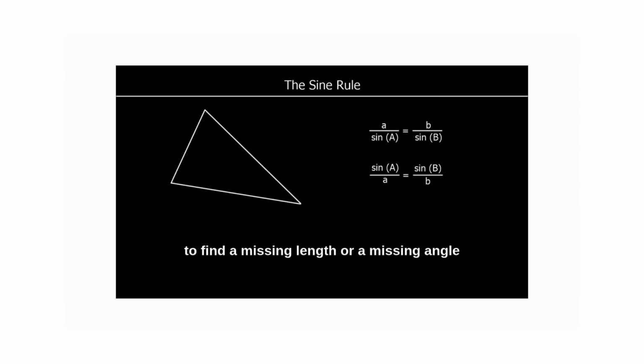To find a missing length or a missing angle in a non-right angled triangle. So for right angled triangles, we have Pythagoras and SOHCAHTOA. But for non-right angled triangles, we can use the sine rule or the cosine rule.